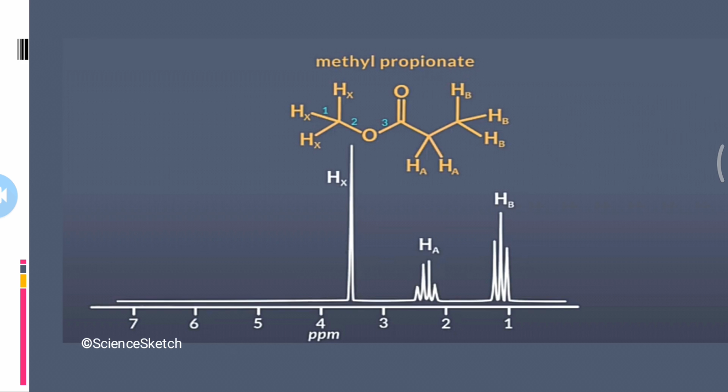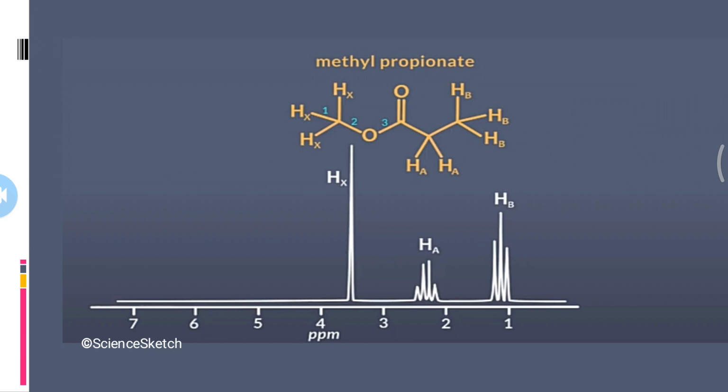Next example, methyl propanoate, CH3OCOCH2CH3. In this methyl propanoate, it gives 3 signals. Why does it give 3 signals? Because 3 types of protons are present in the molecule, and these are not chemically equivalent. That's why they give 3 signals: HA, HB and HX.